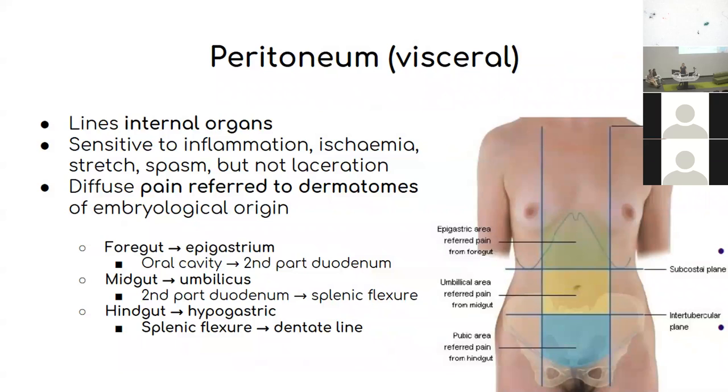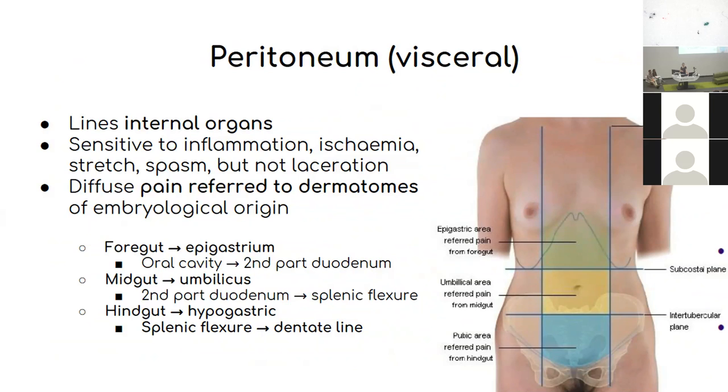So again, the visceral peritoneum, that's the one that's going to line your internal organs. It's sensitive to quite a few things: inflammation, ischemia, stretch, spasm, but not laceration, so not really sharp, intense pain. So what we have instead is this diffuse sensation of pain that's referred to particular dermatomes of the embryological origin. Any organs that are derived from the foregut are going to refer to your epigastrium, so just above your belly button.